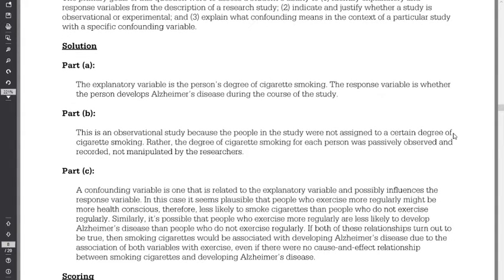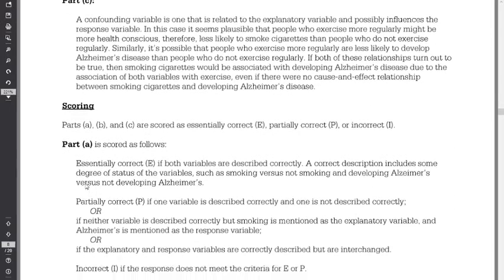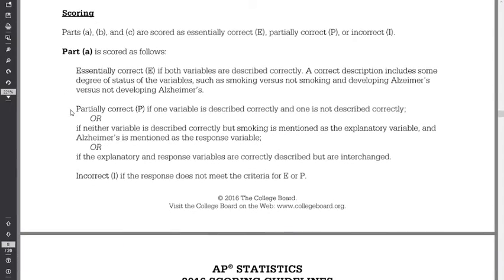You can pause and read the overview of exactly what they were looking for, but I want to point out a couple of things as I scroll down to the scoring so that you can know specifically what they were looking for. Essentially correct if both variables are described correctly. A correct description includes some degree of status of the variables. That's the thing that people missed.